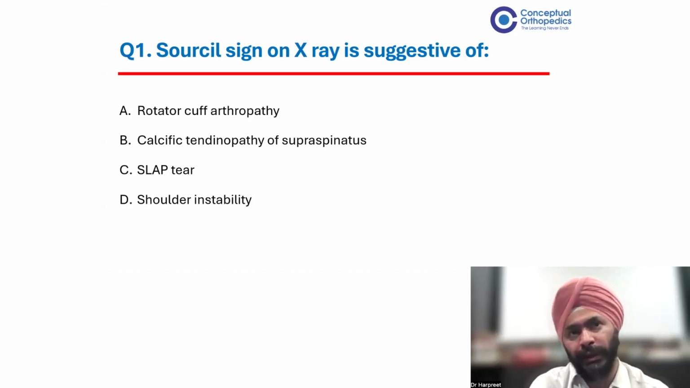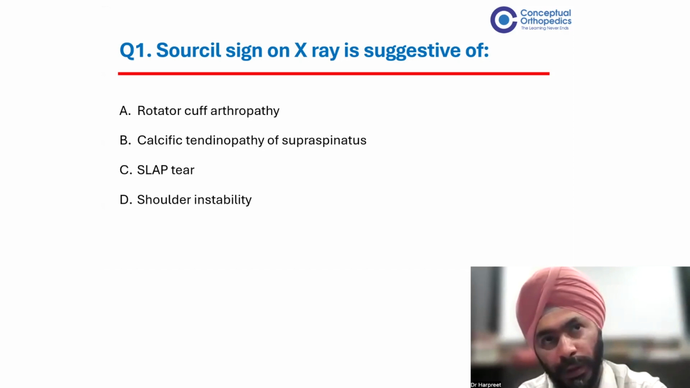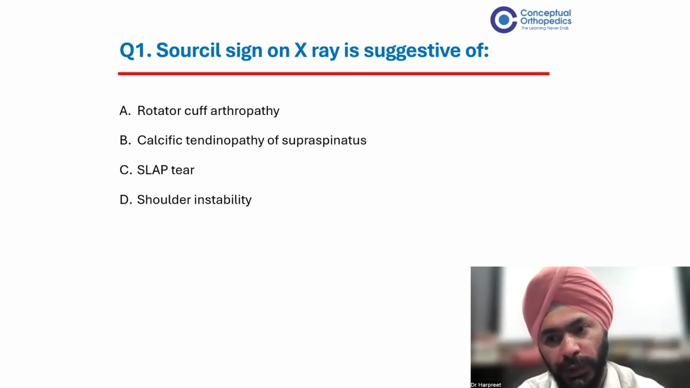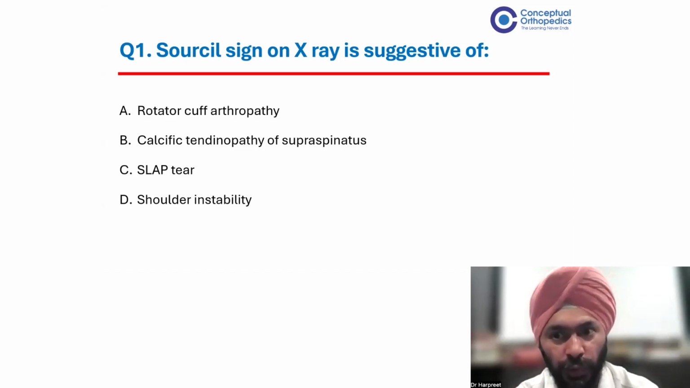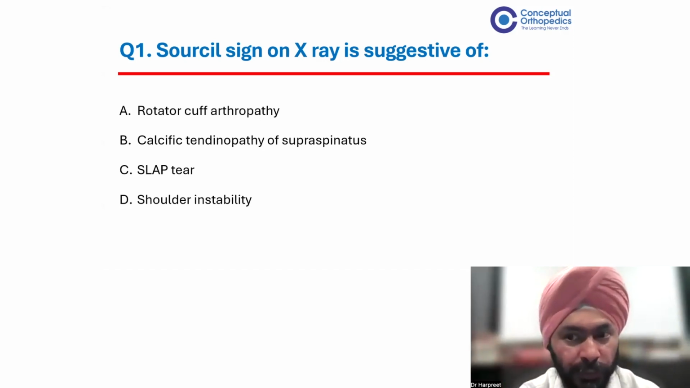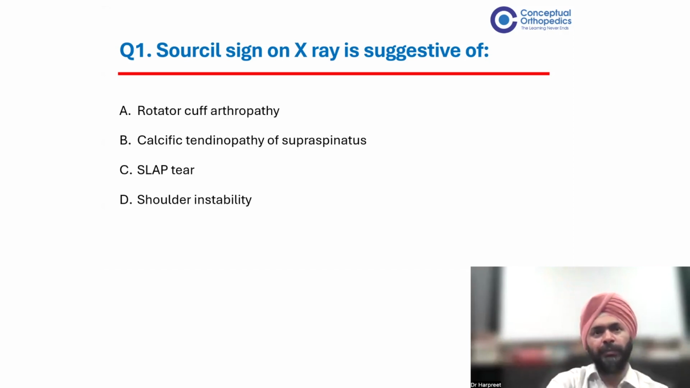Sourcil sign is seen in impingement when there is more external impingement syndrome. On the under surface of the acromion, you see sclerosis there. That is called the Sourcil sign. Sourcil refers to eyebrow, so it's the eyebrow sign. But impingement syndrome is not an option here. So there was confusion that calcific tendinopathy of supraspinatus can lead to impingement syndrome. So should that be an answer? Or rotator cuff arthropathy, should that be an answer?